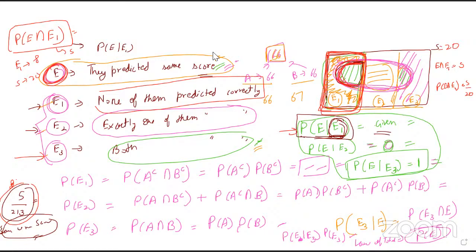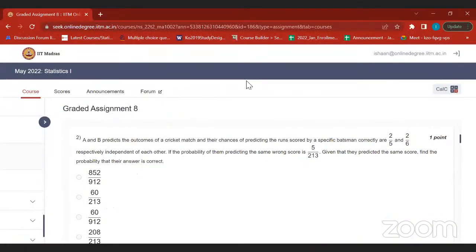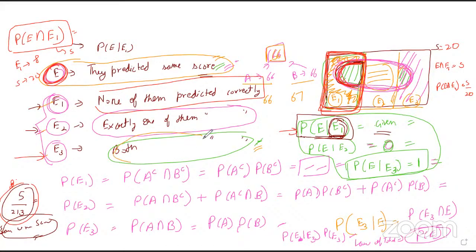So later on, sir, why are we multiplying the same scores? Just for finding the same right score. Both of them predicted correctly, it means A has given the correct prediction and B has given the correct prediction. So using independence, we know that both of them are predicting independently, right? So using independence, I can multiply it, right?